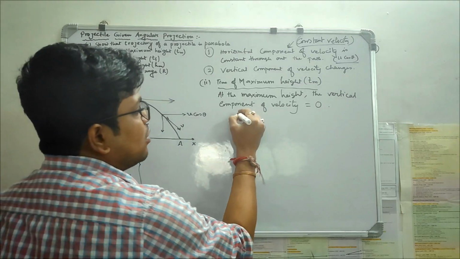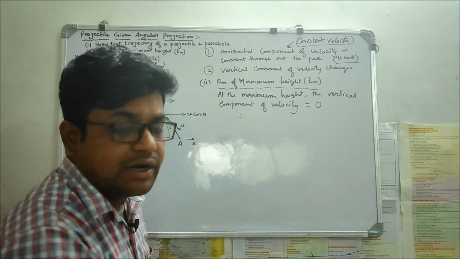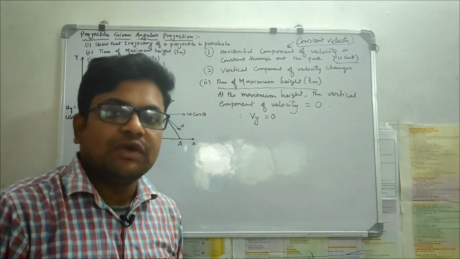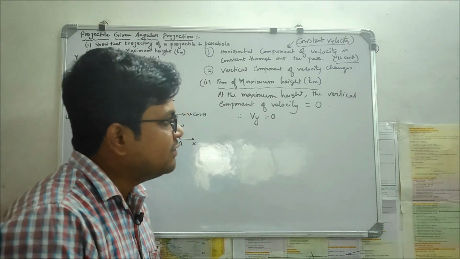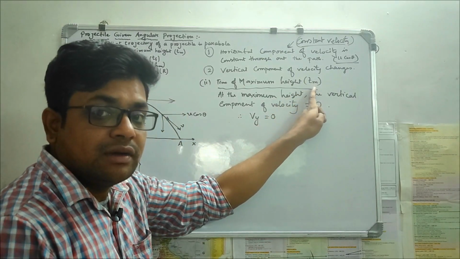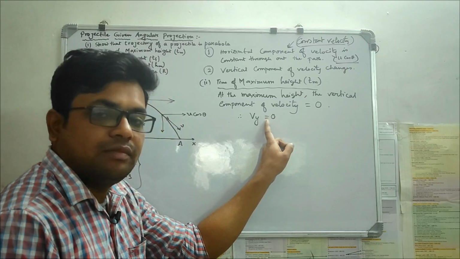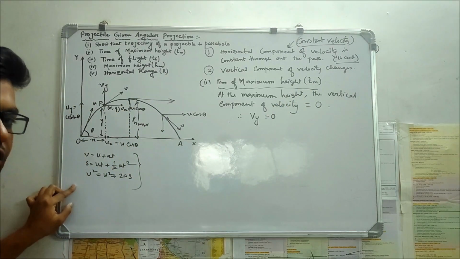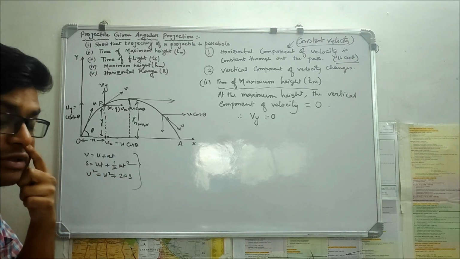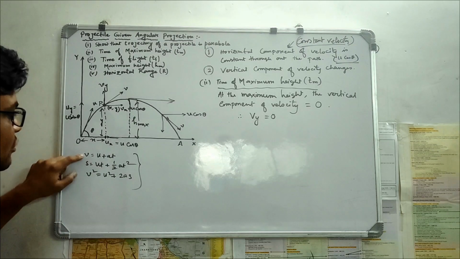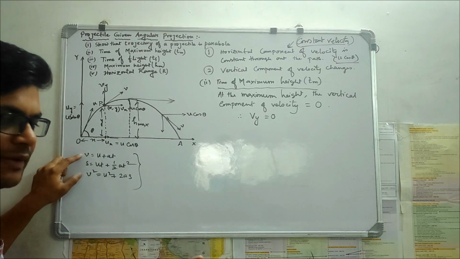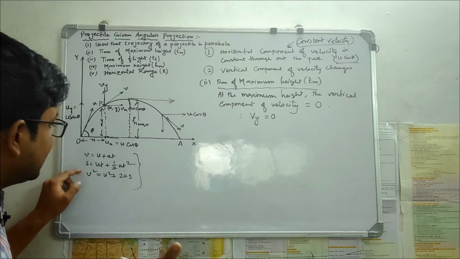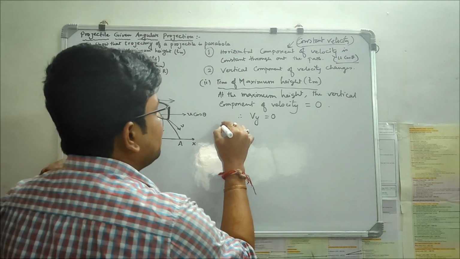You can see at the maximum height only the horizontal component exists. The vertical component, the y component, so I will write Vy equals 0. What is my intention? To calculate time. Velocity is 0, time I need to calculate. So out of these three equations, any one equation I have to use. Especially this equation I will use, because I don't need displacement. These two have displacement, so we will not use these two equations. We will use this one.